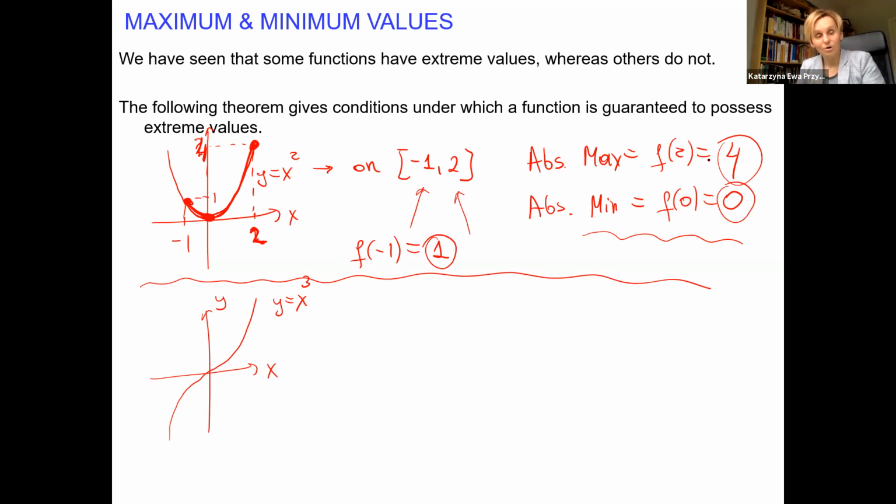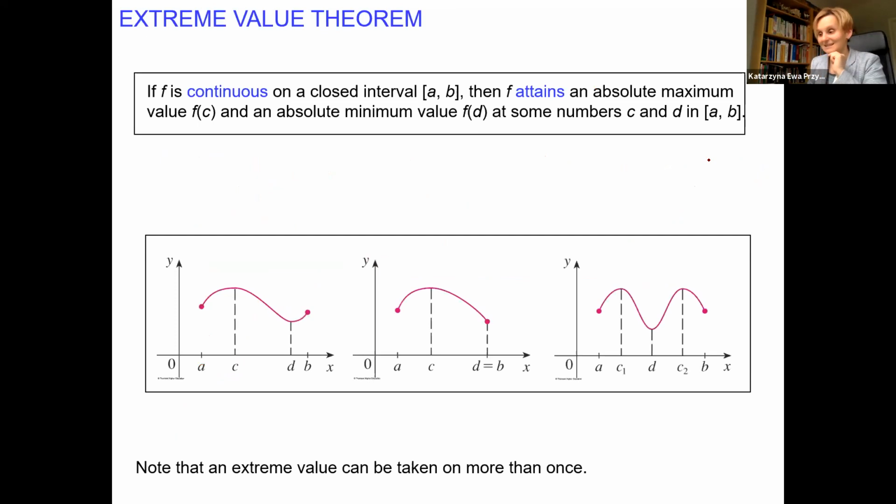That means the procedure is to find the values at the endpoints and also find all of the critical points and the corresponding values of the function. And then whichever is the highest will be the maximum, whichever is the lowest will be the minimum. This is the extreme value theorem, an important tool for some applications.